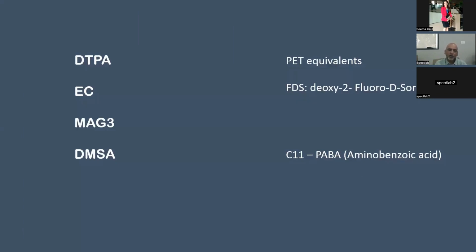Often asked question is there a PET equivalent of a diuretic renal scan? These are the diuretic isotopes, the DTPA, EC, MAG3. That's a static. So these are two equivalents of one of this and one of this.